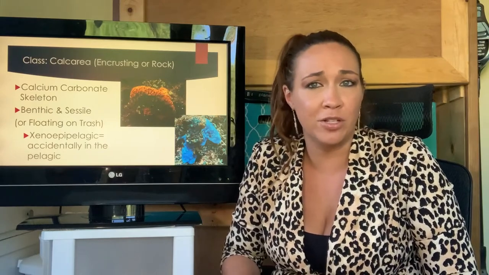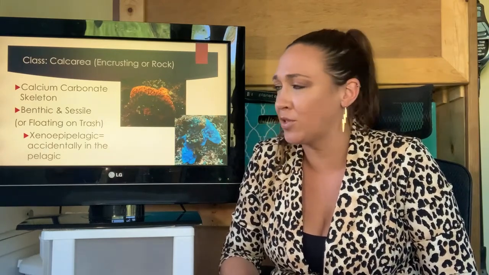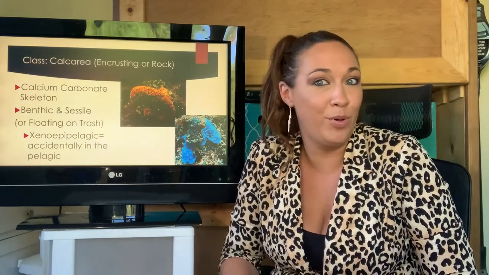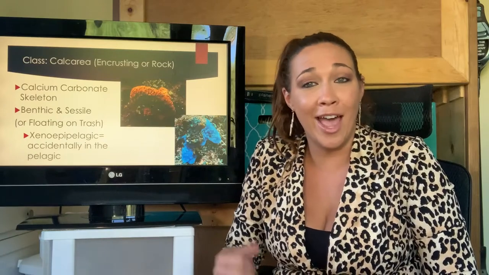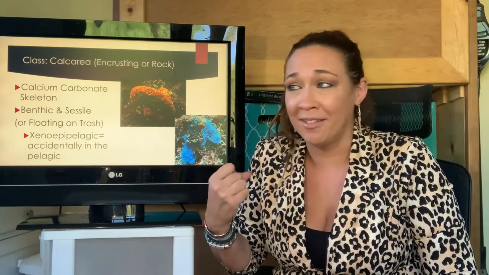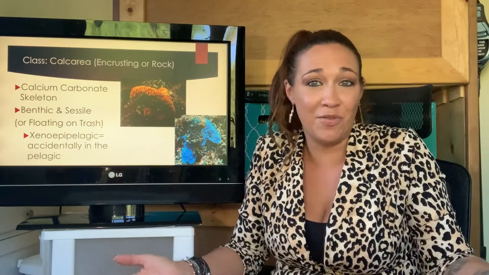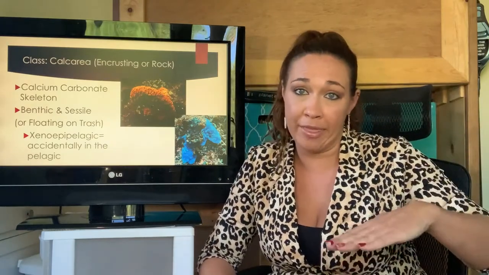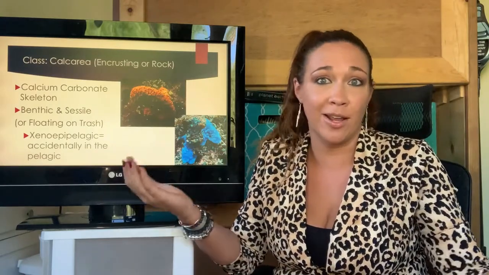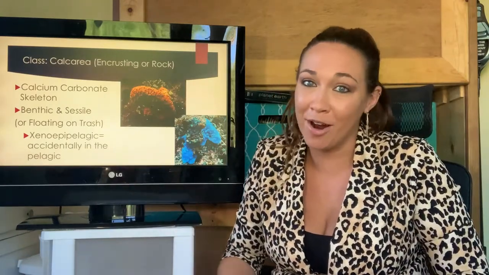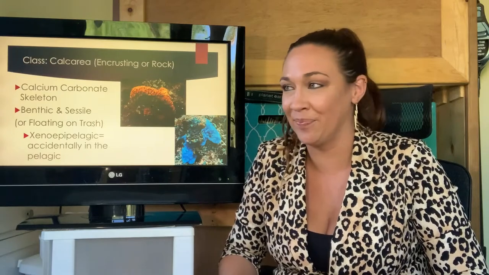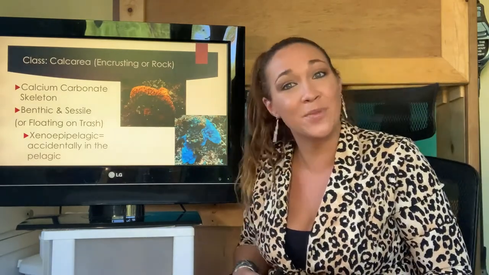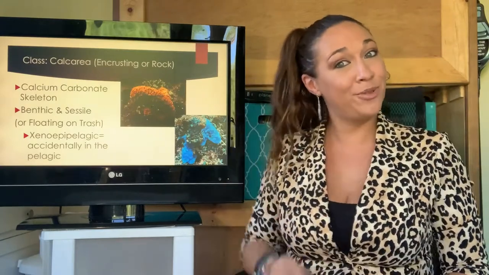A couple of species are actually xenoepipelagic that we're going to talk about this semester, but this is the first one. Sometimes there's a floating piece of trash or a buoy out in the middle of nowhere that actually gets one of these larvae to settle on it. The larva does great, and it survives. So even though it is sessile and usually benthic, sometimes they get all pelagic on us. You can find encrusting rock sponges on floating trash, buoys, stuff like that, found in the ocean. So that's what xenoepipelagic means. Fun new word, yay.